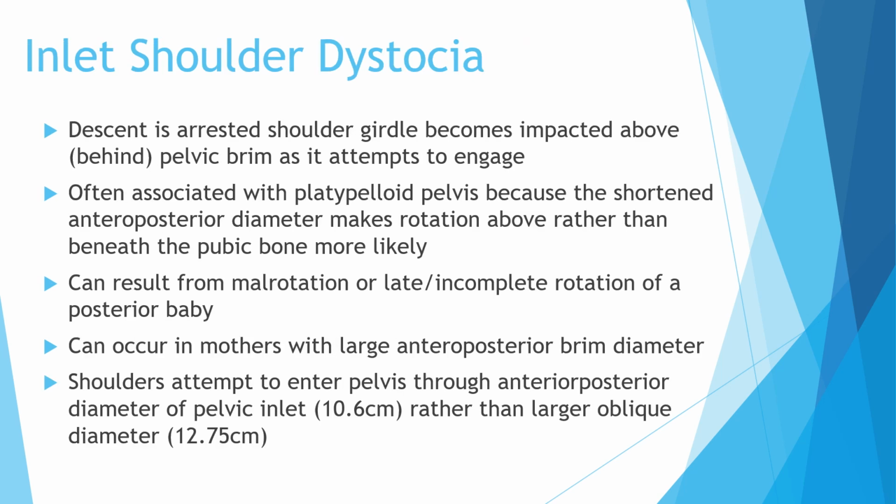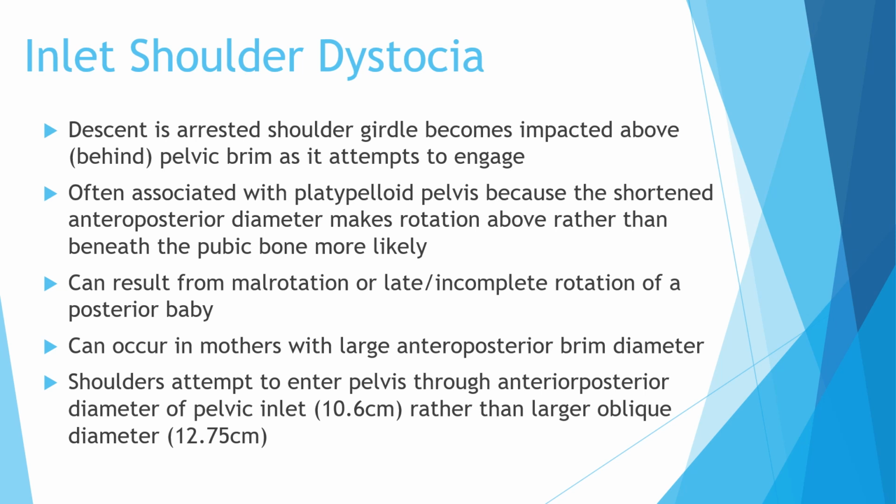So inlet shoulder dystocias, descent of that shoulder girdle becomes impacted above the pelvic brim when it's trying to engage. Those ones are harder to take care of because they're high up in the pelvis, and a lot of times the head really gets stretched out and there's more stress during the pushing process. It can result from malrotation or a late incomplete rotation of the posterior baby. It's often associated with that flatter platypelloid pelvis because of that narrowed symphysis pubic arch.